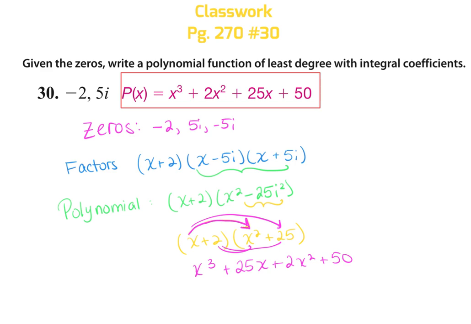So if these are the given zeros, negative 2 and 5i, then your zeros for the entire thing are going to be negative 2, positive 5i, and negative 5i, which means your factors are going to be what happens when you put those in binomials. It's going to be x plus 2, x minus 5i, x plus 5i. Then you find the polynomial by just foiling. We're just multiplying.